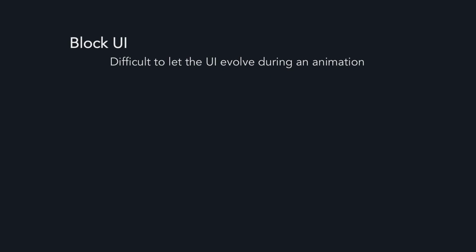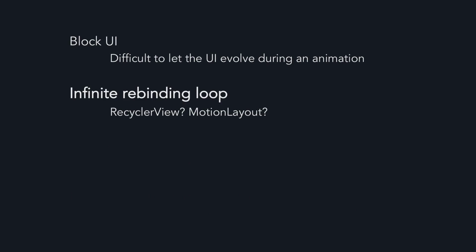We can't block the UI in our case. We have a reactive pattern and we receive some stuff to make the UI evolve every time. So we can't block the UI during animation, or forget to change something because something else is animated. We found an infinite rebinding loop. So when you try to click on something, it doesn't work.